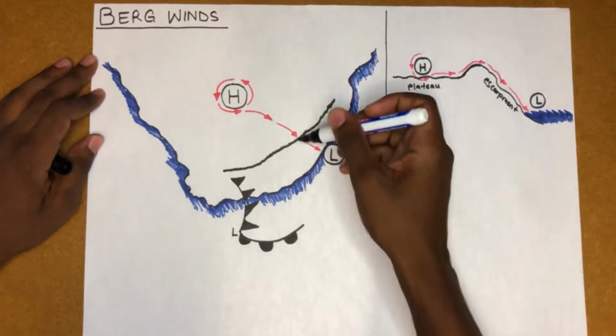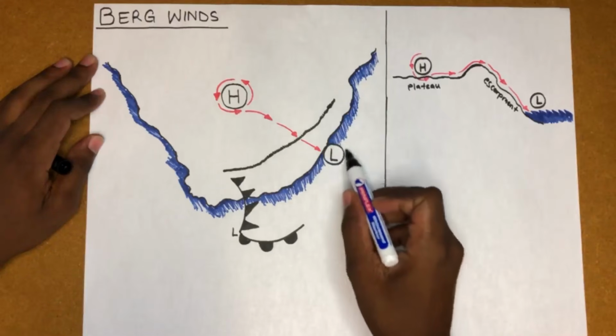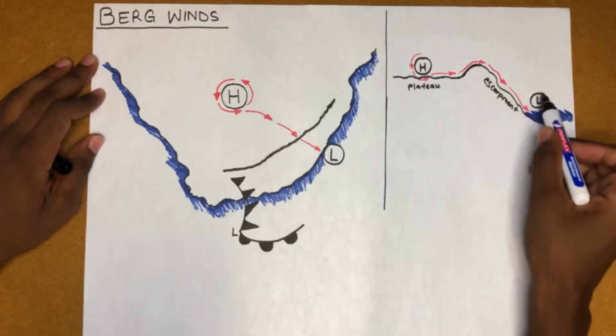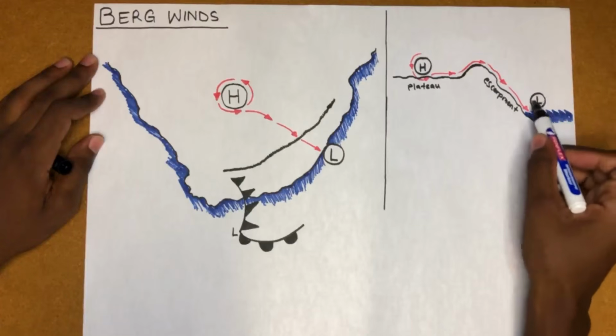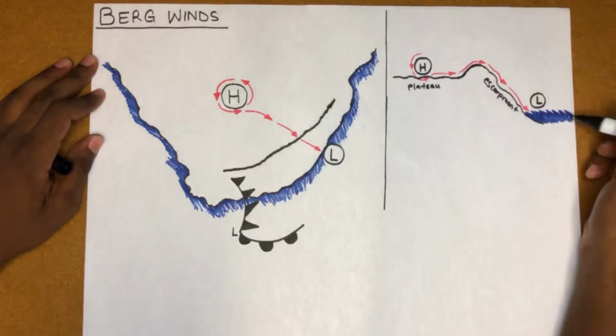And this is down the escarpment until the coastal low pressure. This is your coastal low pressure, situated along the ocean. The shaded blue there is the ocean.